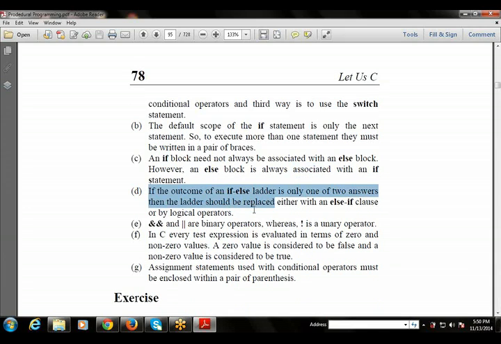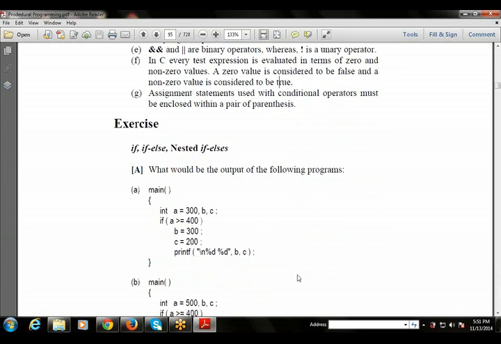Next point says, if the outcome of the if-else ladder is only one of two answers, then the ladder should be replaced either with an if-else clause or by logical operators. Next point says, these are the binary operators, whereas this is a unary operator. In C, every test expression is evaluated in terms of zero and non-zero values. A zero value is represented as false and a non-zero value is considered true. Assignment operators used with the conditional operator must be enclosed within braces. This is the exercise that you have to perform on your own.